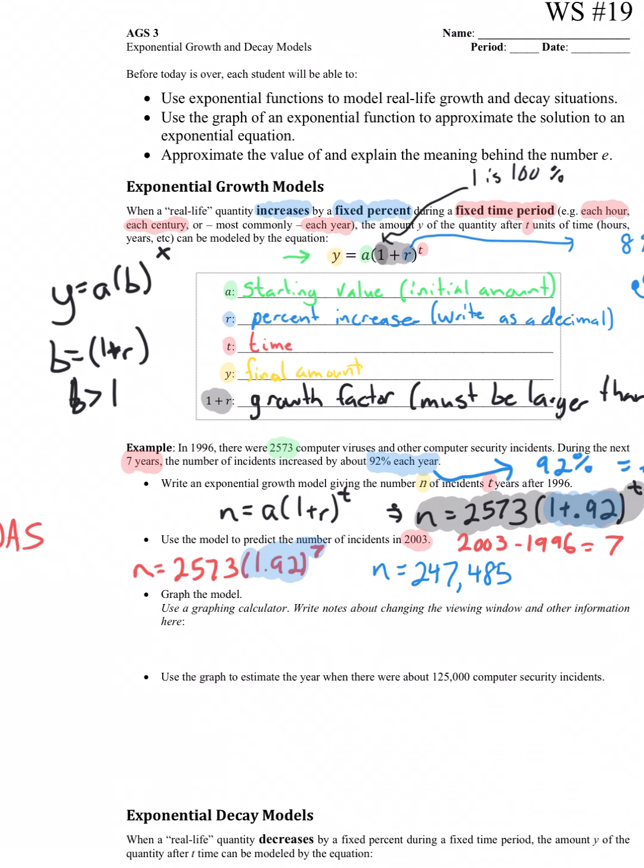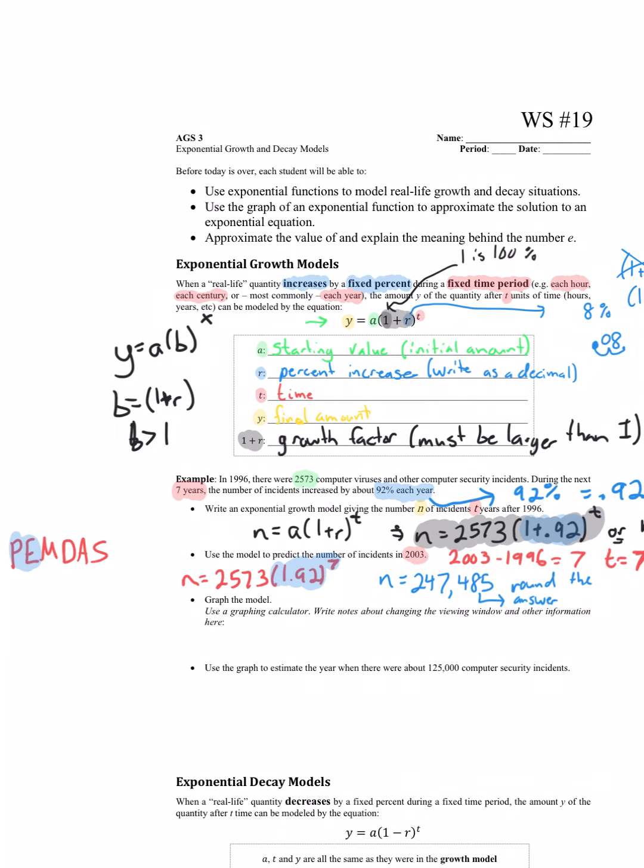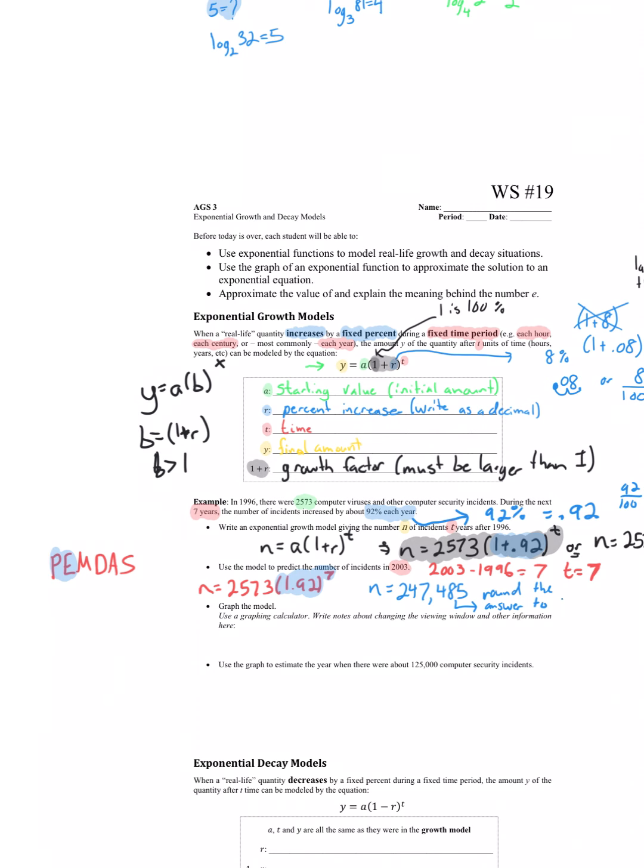What ends up happening is we end up finding our number of security incidents in 2003. 247,485 if I put that in my calculator. And I want to make sure to round that answer to the nearest whole incident. It's impossible to have a fraction of an incident, so we're just going to say 485 incidents took place.